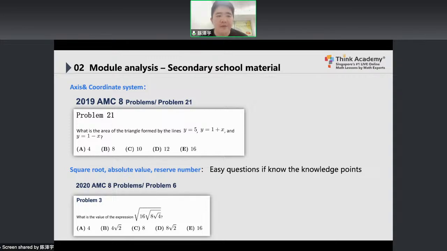The first one is about the axis and the coordinate system. The axis and coordinate system is not tested in ELMOs or SMOPS or II. So you need to learn this specifically for this competition. And we also have the square root, negative numbers, absolute values. But as long as you know the concept of these, you can solve the questions.